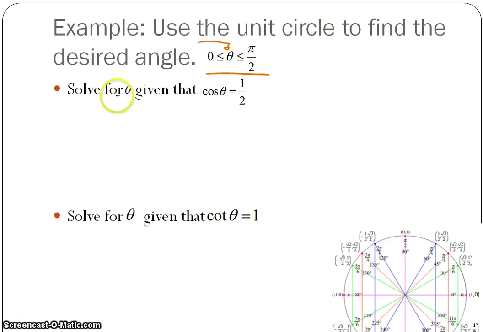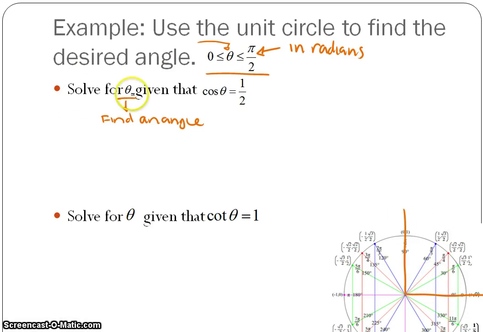So first off, it says solve for theta. So we want to find an angle, because theta is always going to be an angle. And since this restriction is given in radians, that is a hint that we're going to want our answer in radians. So if theta is between 0 and pi over 2, then we are in quadrant 1, because that is where the angles are greater than or equal to 0 and less than or equal to pi over 2. So our answer theta is going to be some angle in quadrant 1.